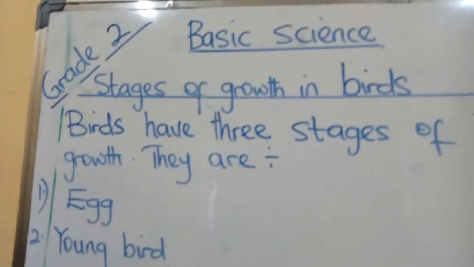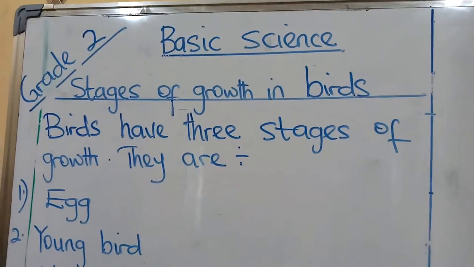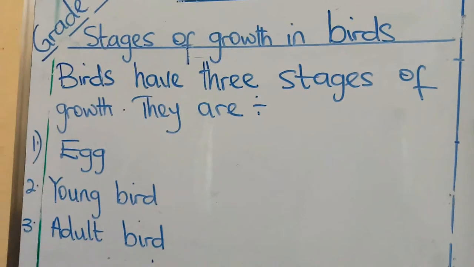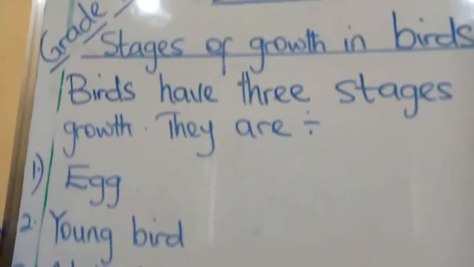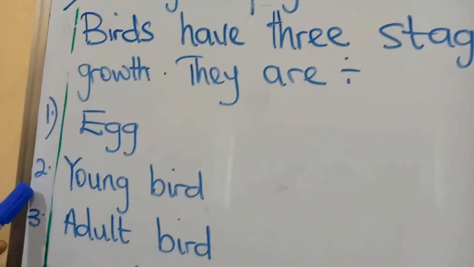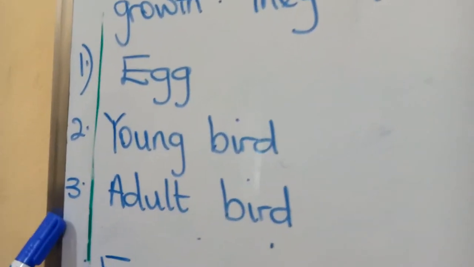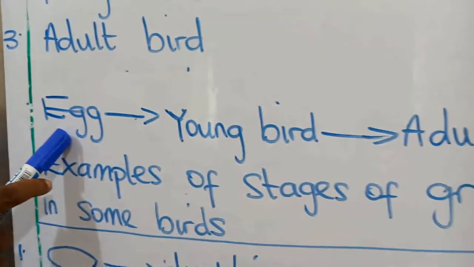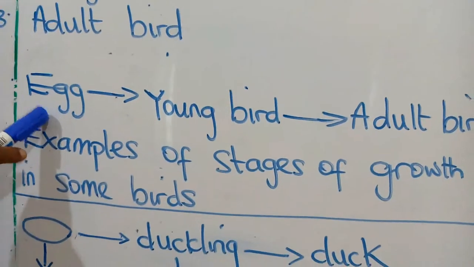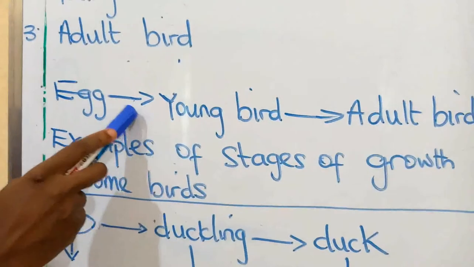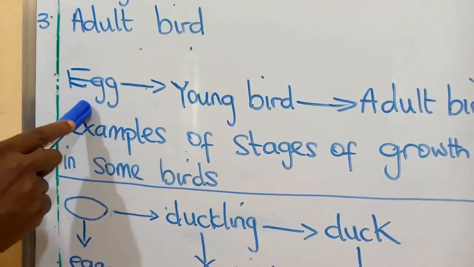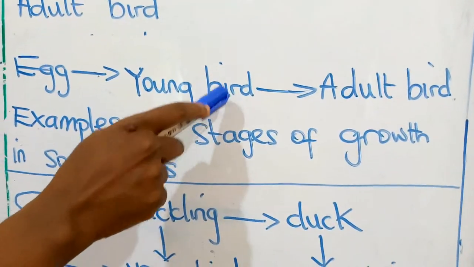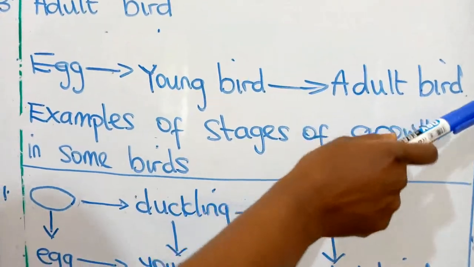Remember we are talking about stages of growth in birds, and I told you that birds have three stages of growth. It's on the board. Number one, we have the egg. Number two, young bird. And number three, we have the adult bird. From the egg, the egg will hatch into a young bird. From that young bird, it will now grow into an adult bird.